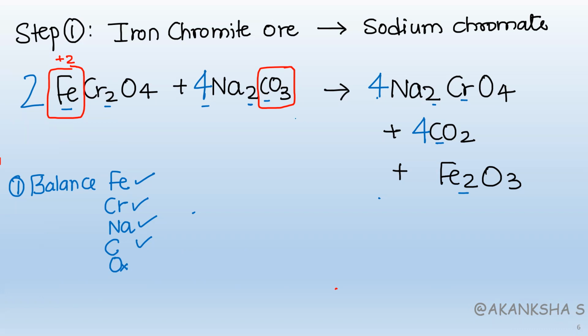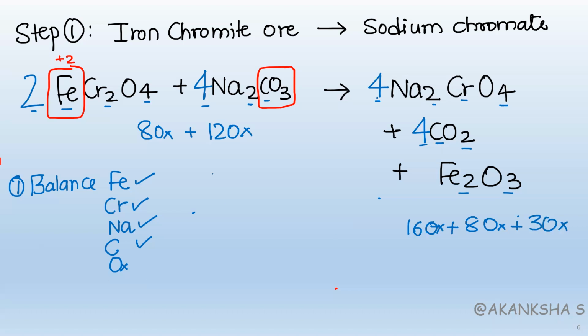Last one is oxygen. Now, if you can see here, how many oxygens do we have? 2 4s are 8. I can see 8 oxygens on this side, plus 4 3s are 12 oxygens on this side. Here I can see on the product side, 4 4s are 16 oxygens, plus 4 2s are 8 oxygens. And I can see 3 oxygens as well, right? So I can see plus 3 oxygens.